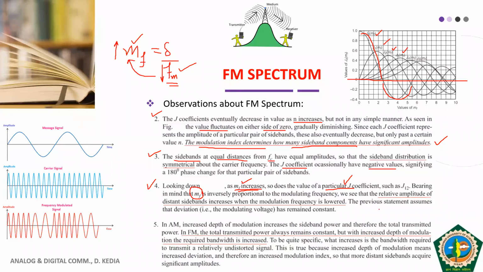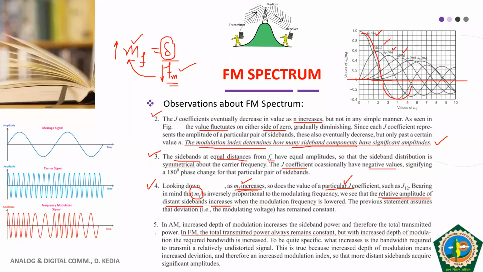Then what will happen? The relative amplitude of distant sidebands increases, provided we are assuming that this deviation part is constant. So that is your observation number 4.